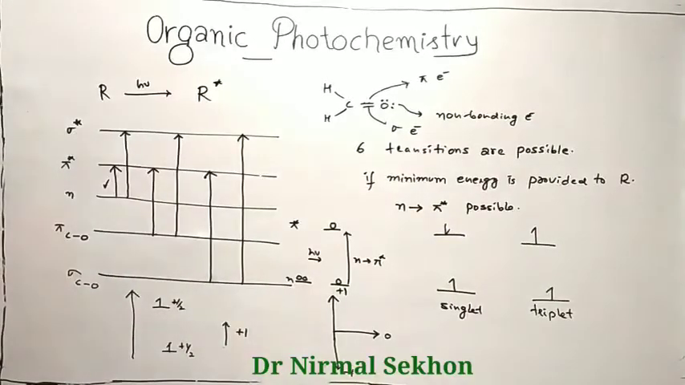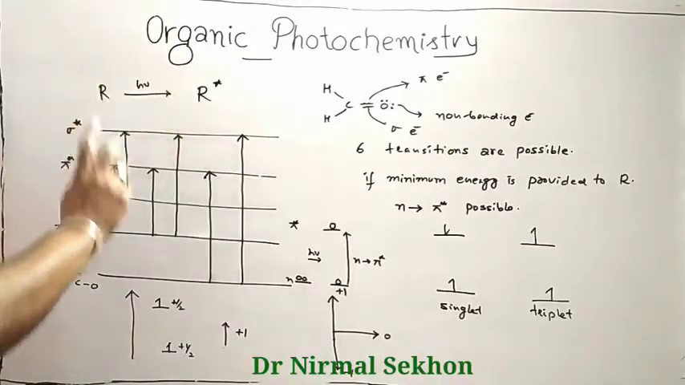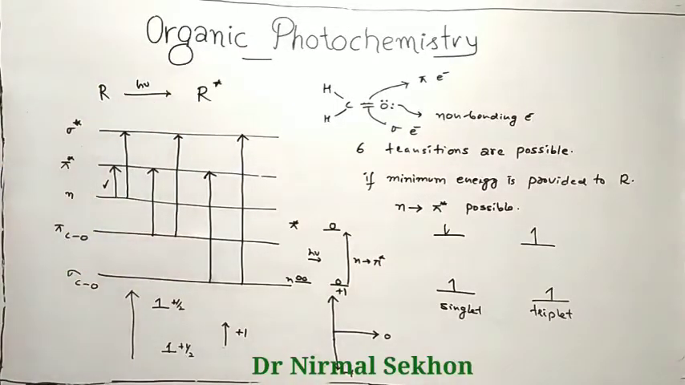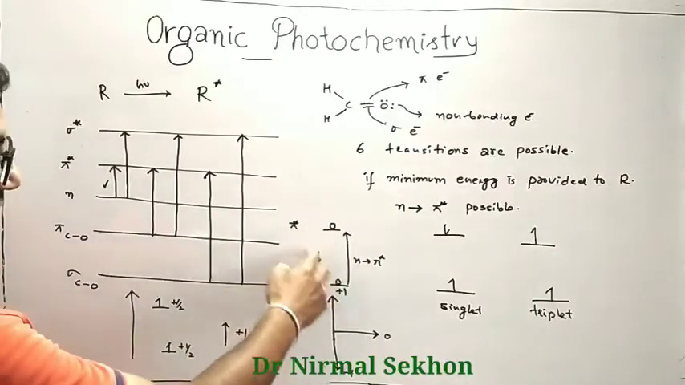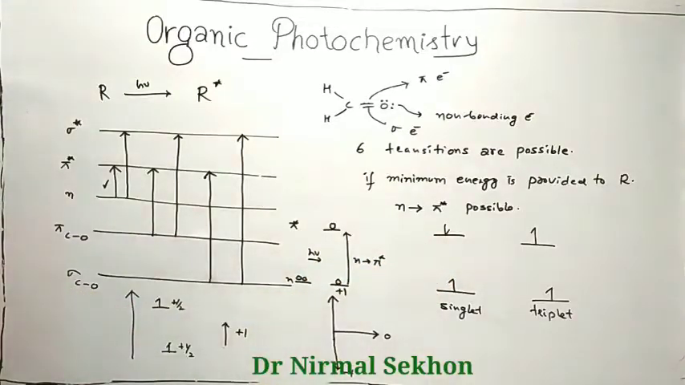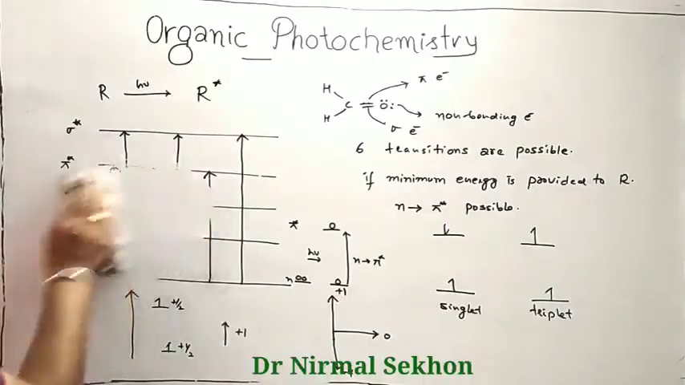So what is studied here? R changes to R dash. These are the various transitions. If minimum energy is provided to R, then we get the N to pi star transition, and with respect to spin, we have 2 states, either a singlet state or a triplet state. Next.